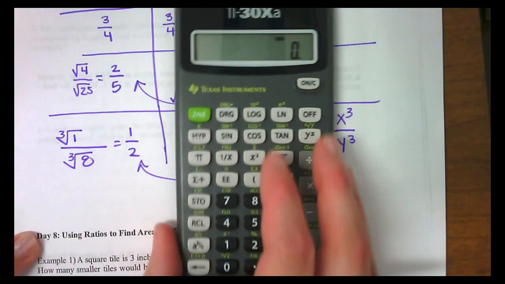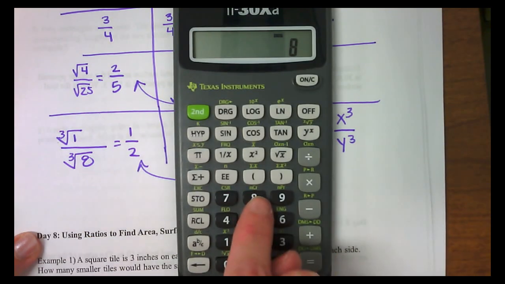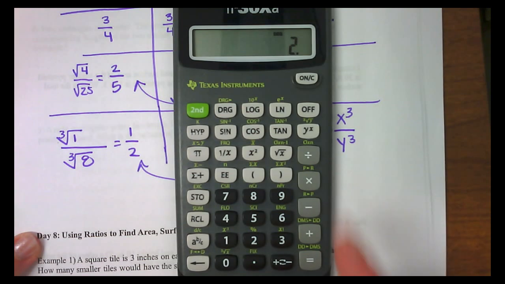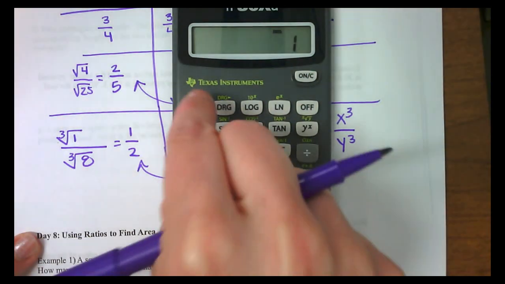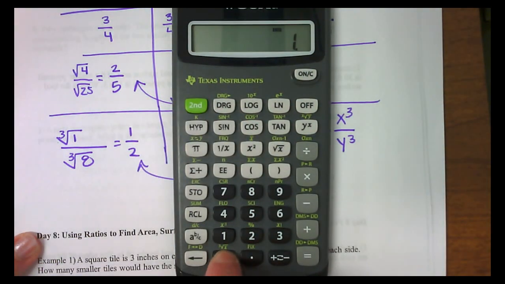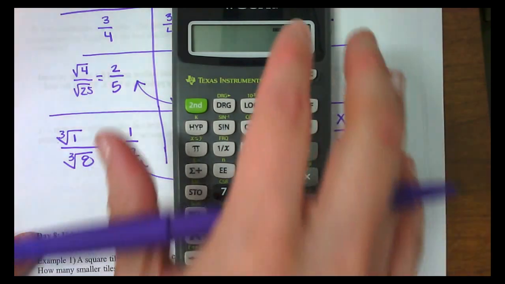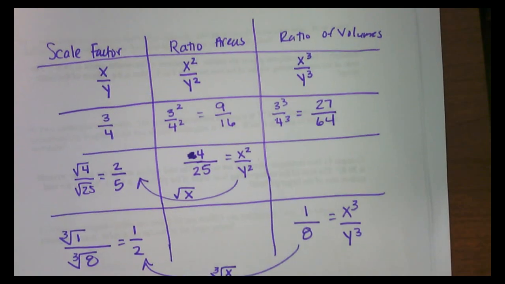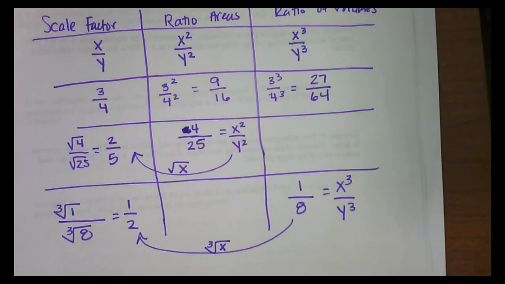Okay, so if you want to watch how I type in 8, I hit the green button, I hit the 0 button, it gives me 2. Okay, if I type in 1, hit the green button, hit the 0 button, it gives me 1. Okay, so that's a review of what we did yesterday for day 7.